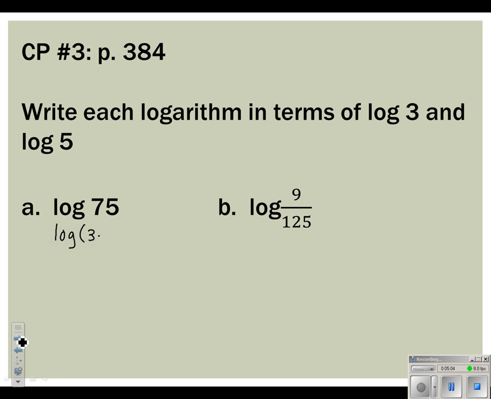All right, so when I think of this one, this is what I did first. I looked at it as 3 times 25 because then I was able to get at least the 3 in there. And then looking at the other factor, the 25, I rewrote that as a 5 squared.